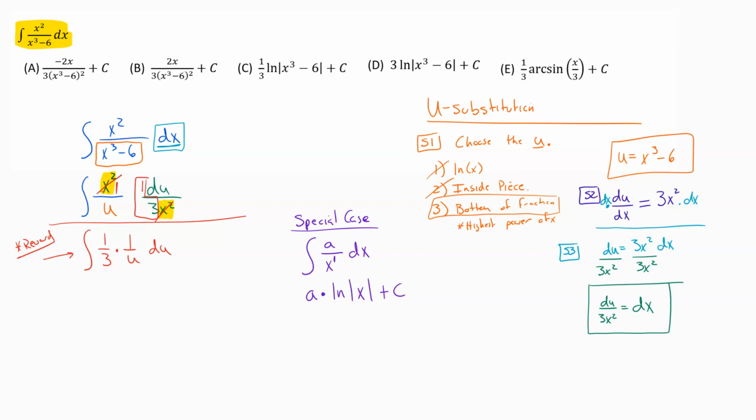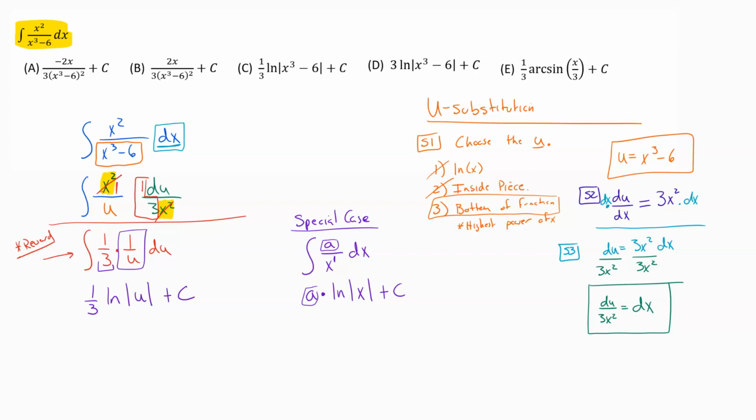So coming back and looking at this 1/3, that's a constant. It just comes along for the ride. And then the antiderivative of 1 over u, that's really an a up on top of 1, so we don't really need to worry about it. And so then this would end up being the natural log of the absolute value of u plus c.